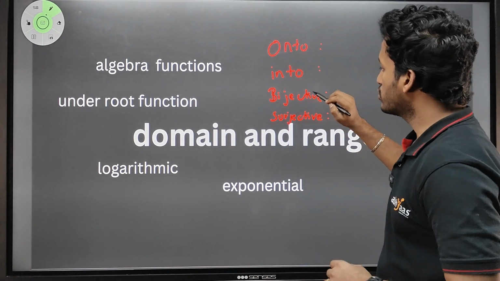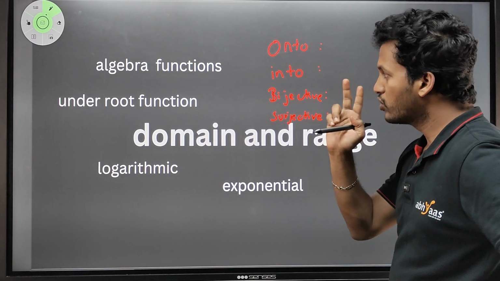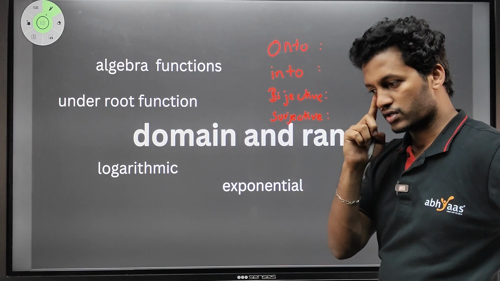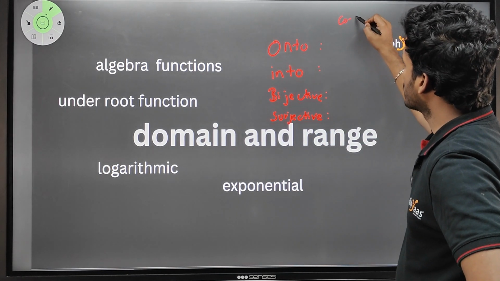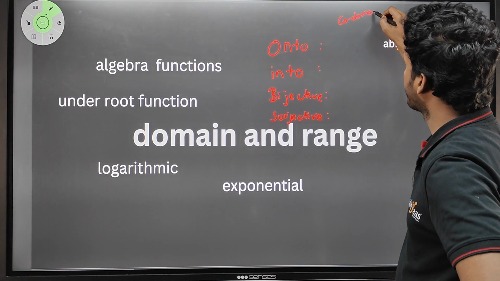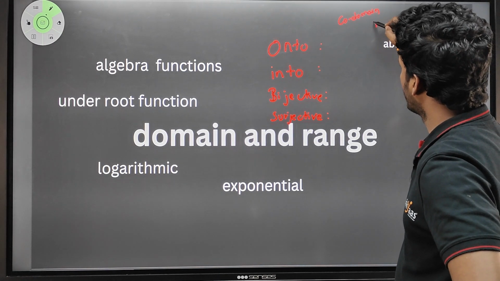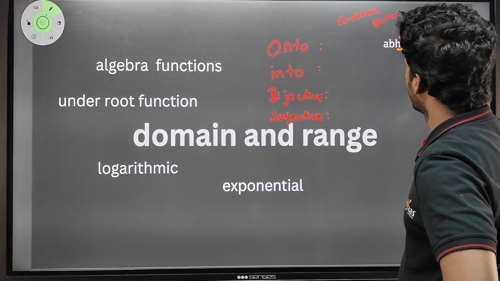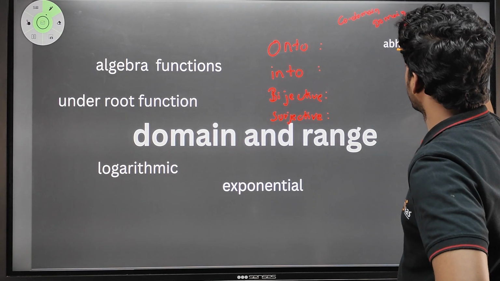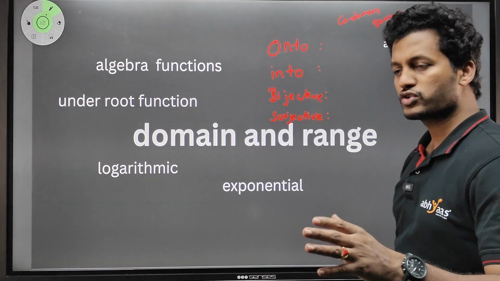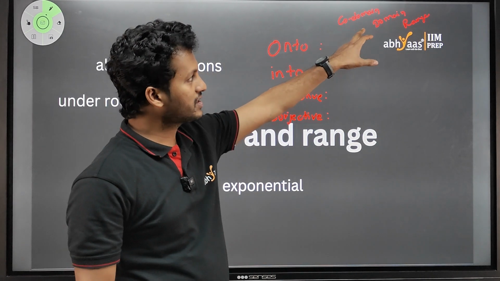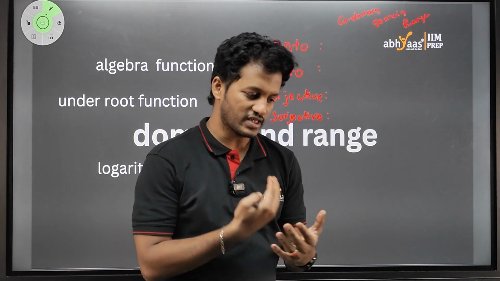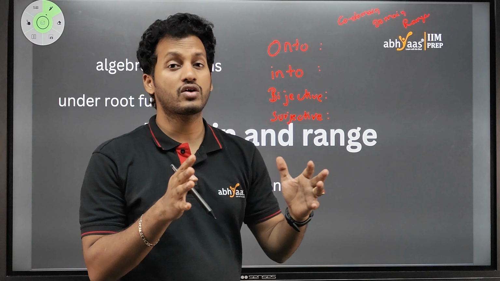Onto, into, bijective and surjective have only one common difference in all these things. What is that? It's all about codomain, domain and range. You understood codomain, domain and range, right? In that, if codomain is equal to range, I already said what codomain is; both are not the same.